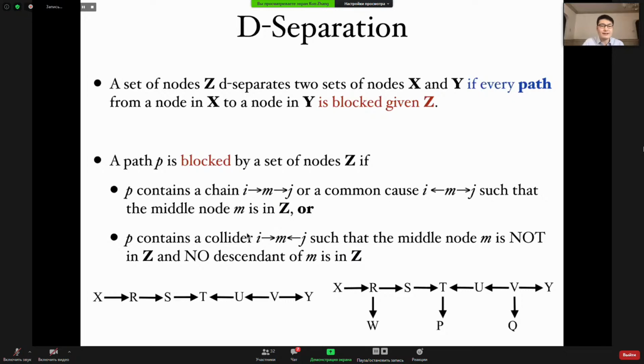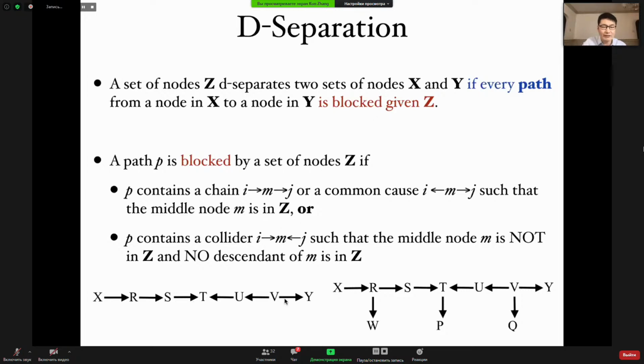And the second condition said that P contains a collider or common effect, M right here, such that the middle node M is not in Z, the condition set, and no descendant of M is in Z. Now, let's try to understand this condition, or those conditions, in light of examples.